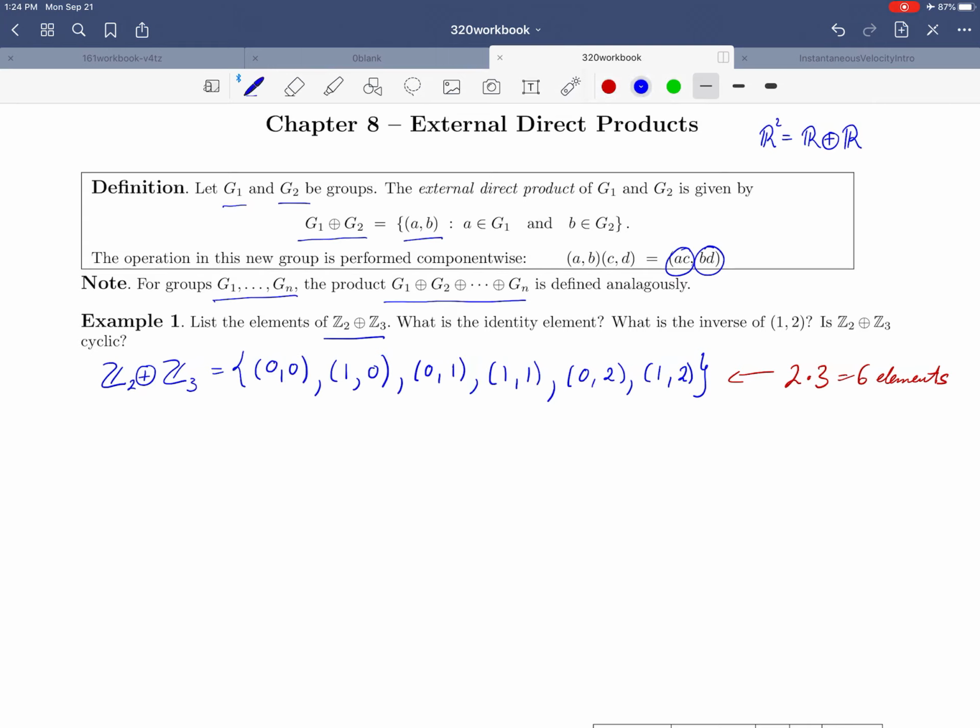What is the identity? Well, since the operation in Z2 is addition and the operation in Z3 is addition, our identity is (0, 0). The identity in Z2, comma, the identity in Z3. And we can convince ourselves that this is really true. If you take (0, 0) and add it to anything, you get that anything back. And the same thing happens if you add (0, 0) from the right. So (0, 0) is our identity element.